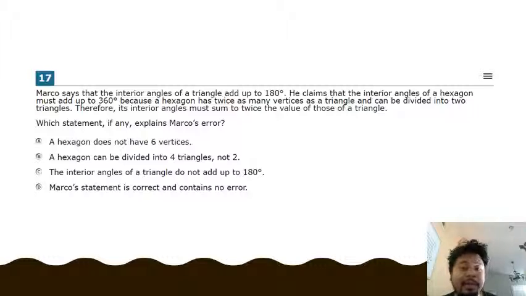So problem number 17 requires us again to poke a hole in someone's argument and try to come to a conclusion about why their argument is wrong. It says here that Marco says the interior angles of a triangle add up to 180 degrees, and he claims that the interior angles of a hexagon must add up to 360 because a hexagon has twice as many vertices as a triangle and can be divided into two triangles.